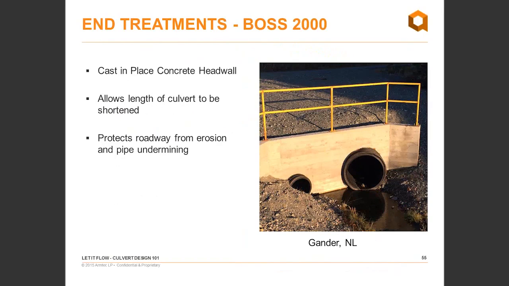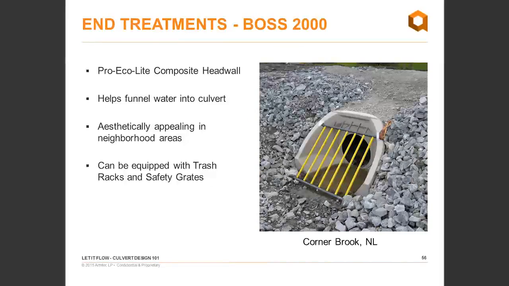If you want to decrease the length of your pipe, you can use a cast-in-place concrete head wall system. It allows the culvert to be shortened, and it protects the roadway from erosion and pipe undermining. This is used in a municipal application, and you can also put safety handrails in a residential area, somewhere you don't want kids falling over the ends of the pipe.